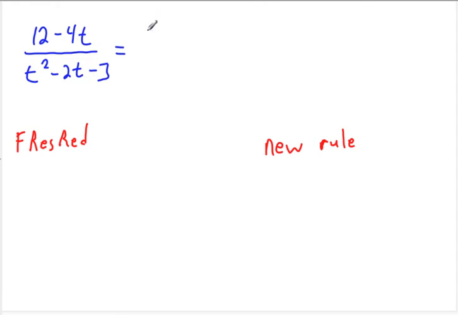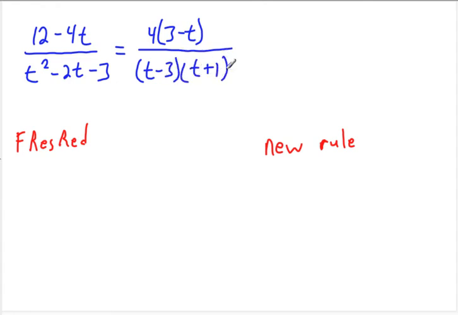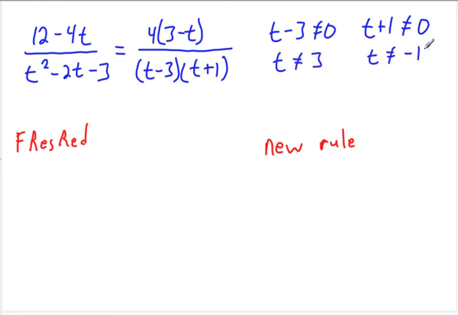So I'm going to factor out a 4 here, leaving me with 3 minus t. And then on the bottom, factors of negative 3 that add to negative 2 would be negative 3 and 1. That works. Okay. So here, first we have to do our restrictions. Not a problem. So I know that t minus 3 cannot be 0 and t plus 1 cannot be 0. So t cannot be 3 and t cannot be negative 1.